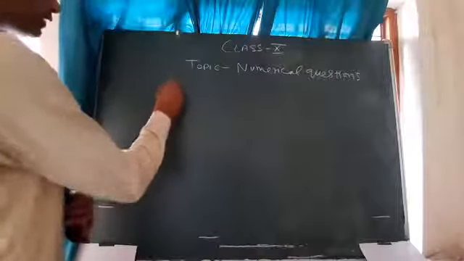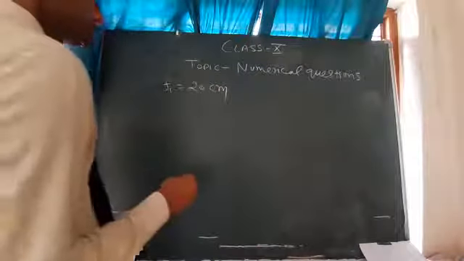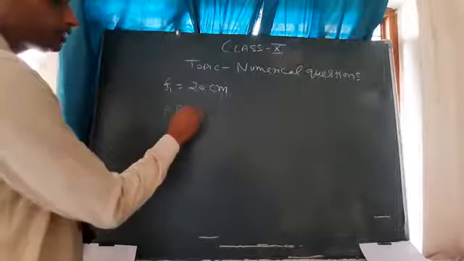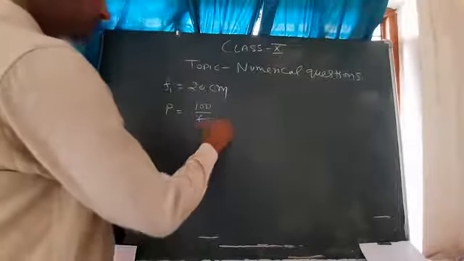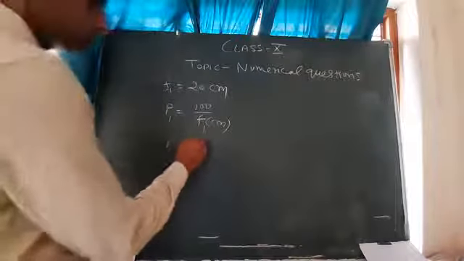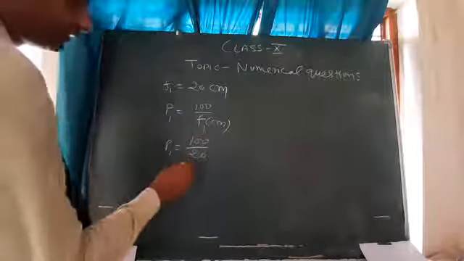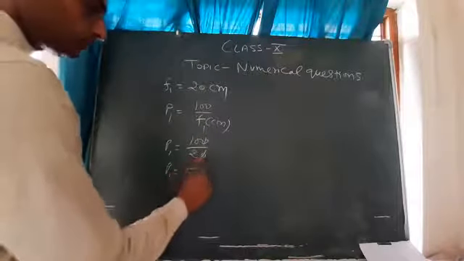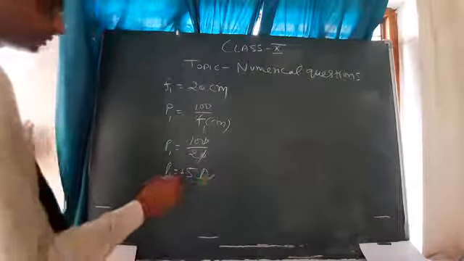So F1 is 20 centimeter. As you know, the formula for power is P equal to 100 upon F, if F is in centimeter. So P1 equal to 100 upon 20. When 100 is divided by 20, we get 5 diopter, and this is positive. Positive means this is a convex lens.